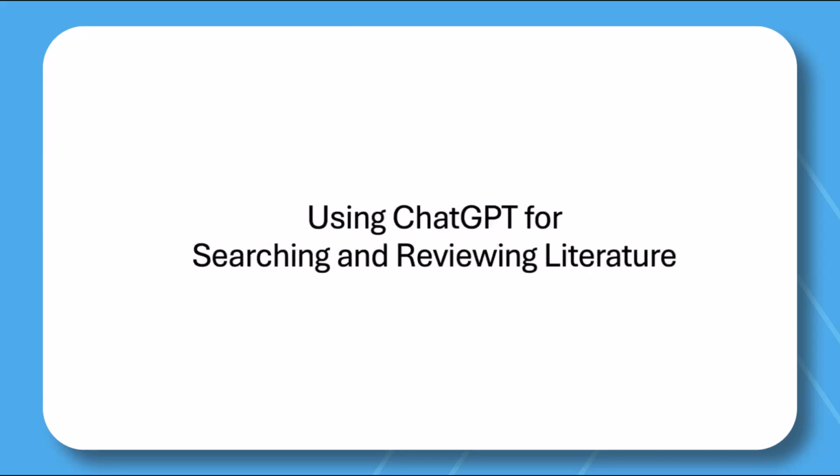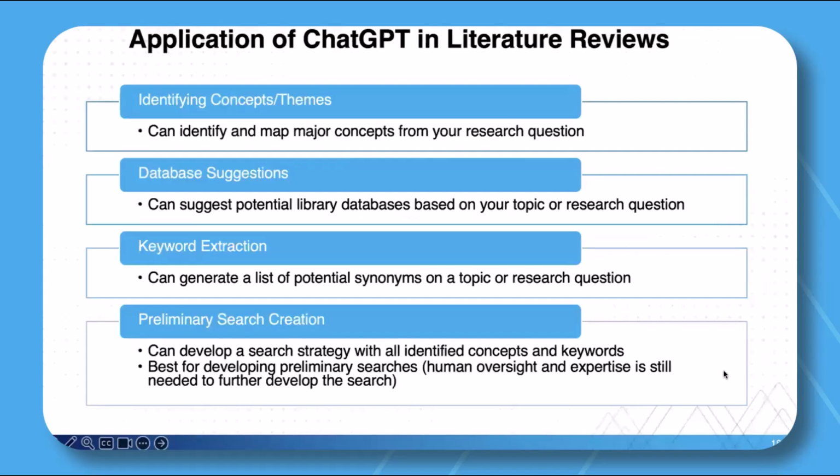Because I mentioned searching the literature, now we can move on to how you can use ChatGPT for searching and reviewing the literature. In this section of the presentation, we will discuss how ChatGPT can be used for a literature review assignment. There are a few approaches to how to run this task. One way is to provide ChatGPT with your research question and then prompt it to generate a literature review with cited references.